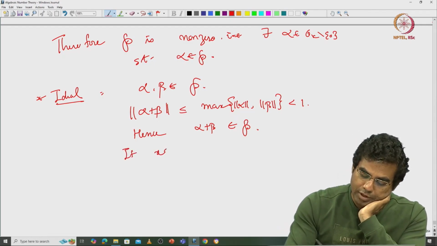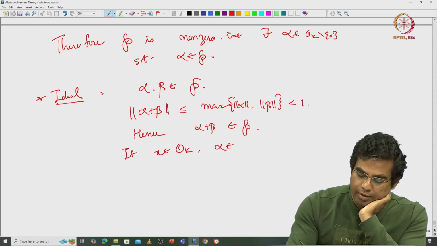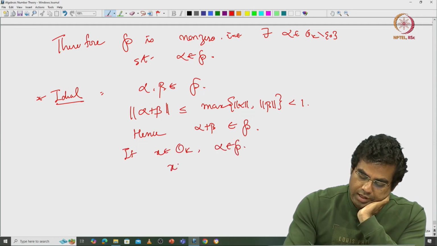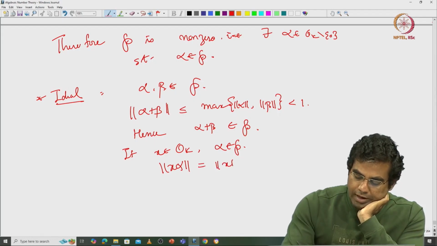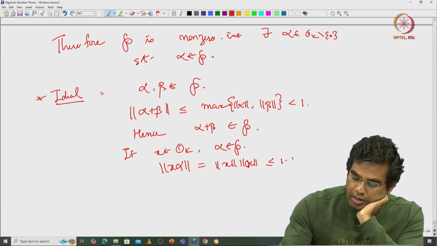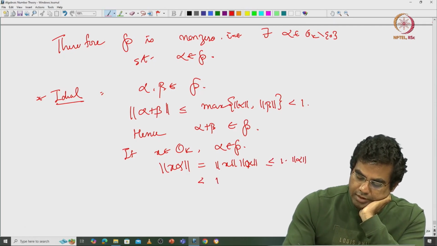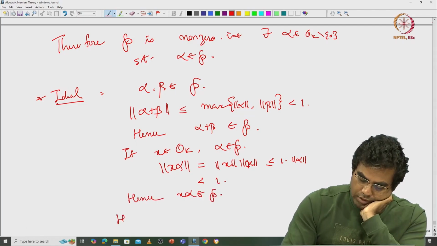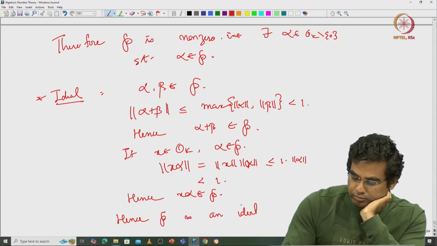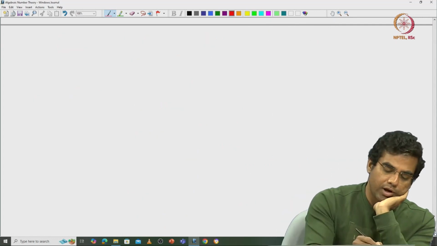And if x belongs to OK and alpha belongs to P, then x times alpha, if I look at valuation of this, is equal to valuation of x times valuation of alpha, which is less than or equal to 1 times valuation of alpha, which is less than 1. So, hence x alpha is also in P. Hence, P is an ideal. Next, I want to show that it is a prime ideal, right.